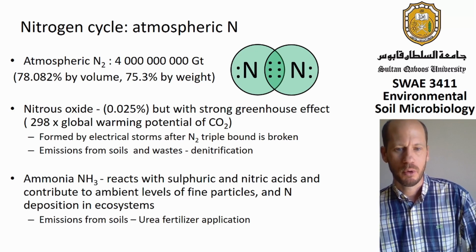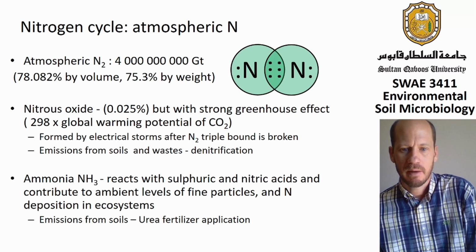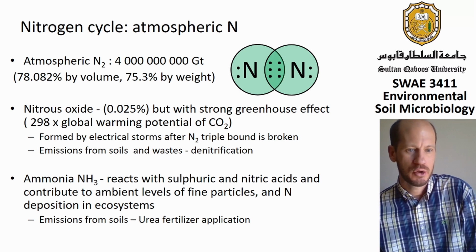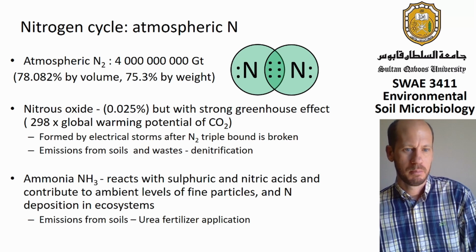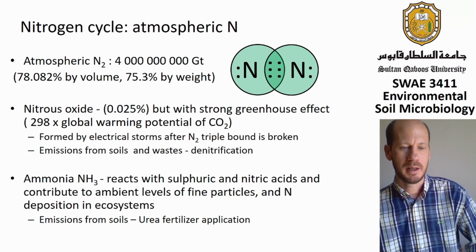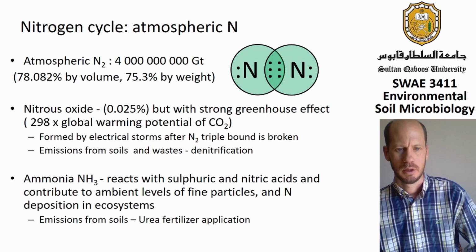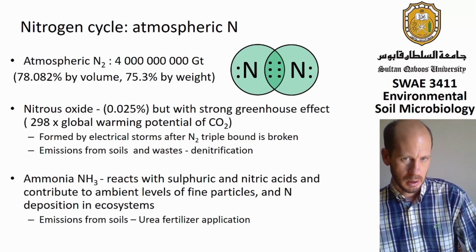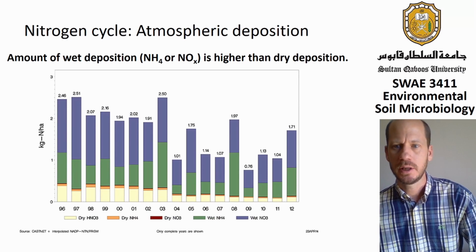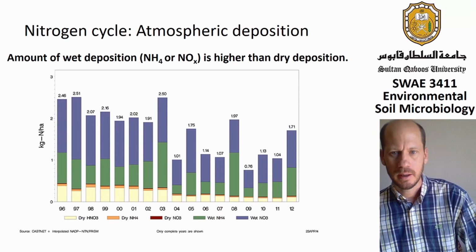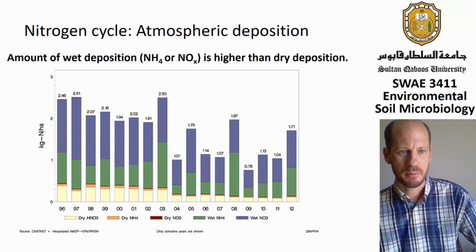Ammonia is also very important because it contributes to ambient levels of fine particles and nitrogen depositions. The main source of atmospheric ammonia is the emissions from fertilizers, especially urea and ammonium-based fertilizers. The atmospheric deposition is not very important in the majority of the ecosystems in terms of percentage-wise. It's not very high.